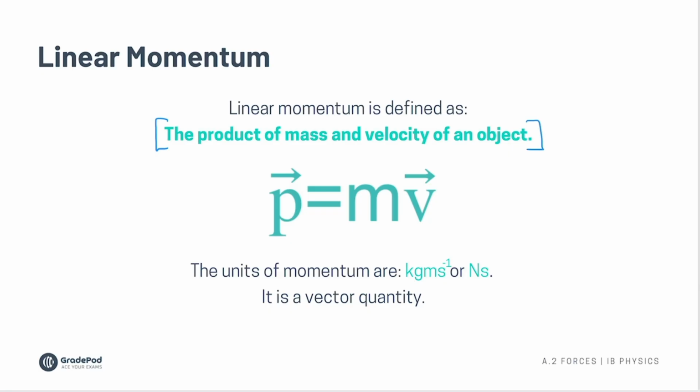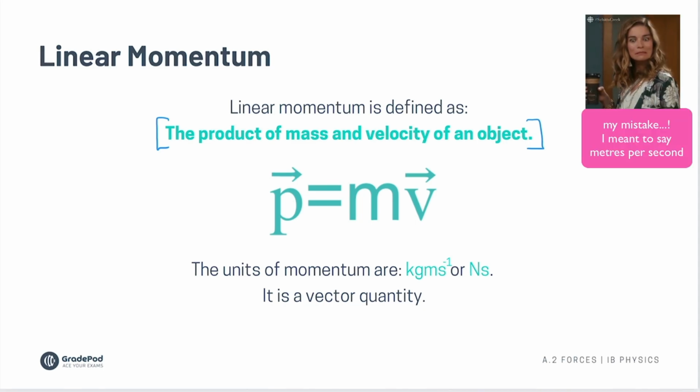You'll notice there's arrows above P and v. That's just to denote that momentum and velocity are vectors. So linear momentum is a vector quantity. It does matter what direction we look at for momentum. The units of momentum, you can actually use 2 different units. You can use kilograms meters per second squared. And that's because the units of mass is kilograms and the units of velocity is meters per second squared. So you put them together and you get kilograms meters per second squared.